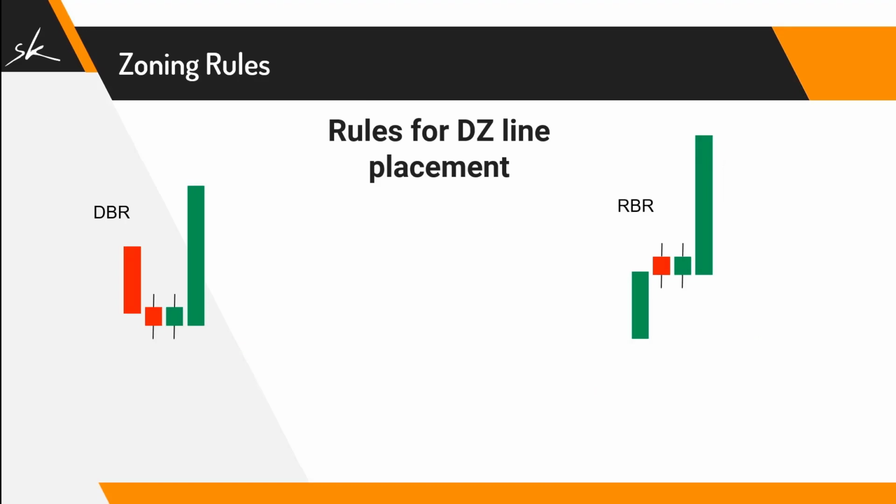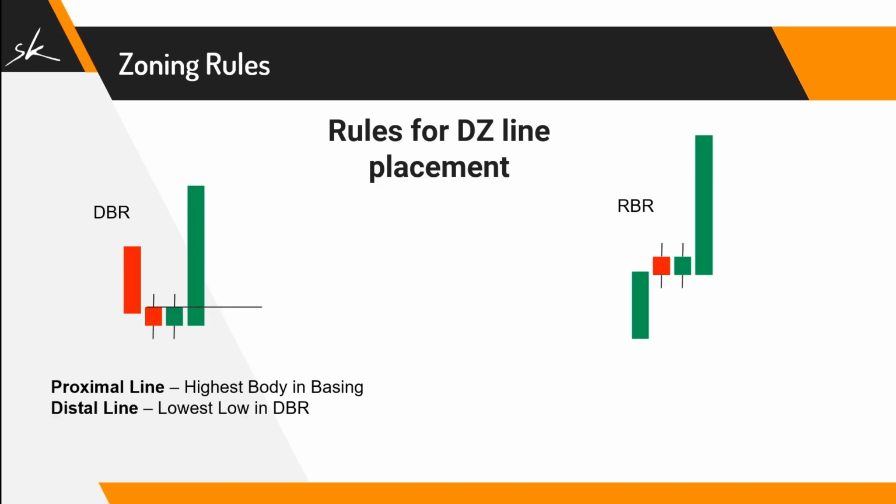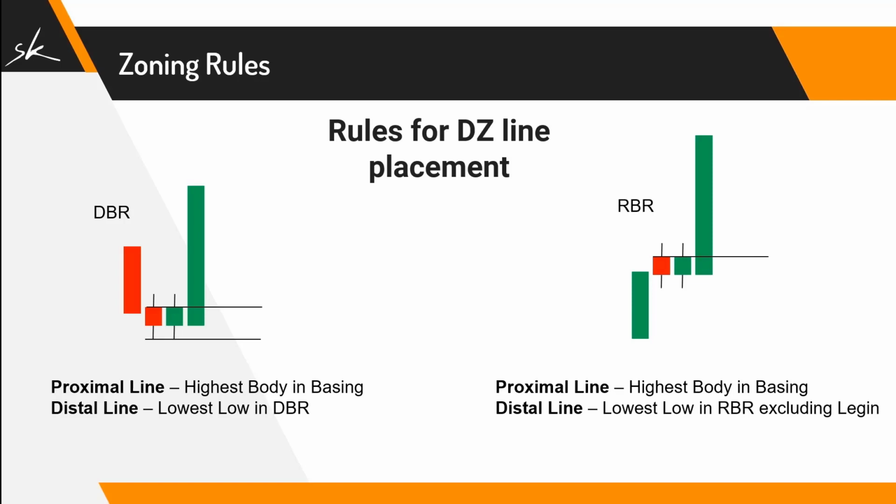Rules for demand zone line placement. In a drop-based rally, the proximal line will be drawn at the highest body in basing and the distal line will be drawn at the lowest low of the drop-base-rally. In a rally-based rally, the proximal line will be drawn at the highest body in basing and the distal line will be drawn at the lowest low of the rally-based rally, excluding the leg-in.